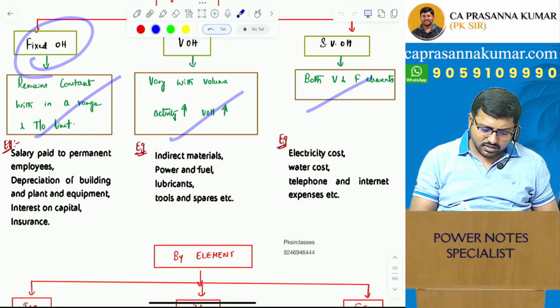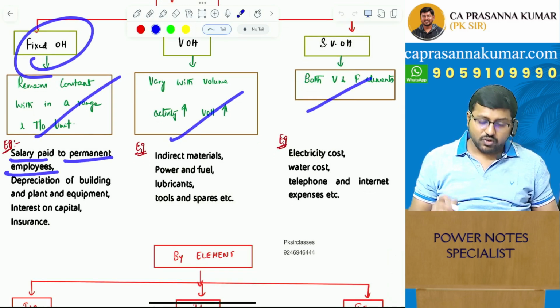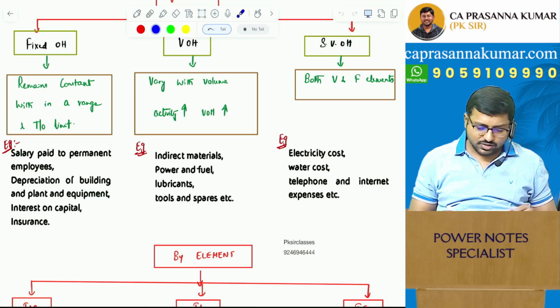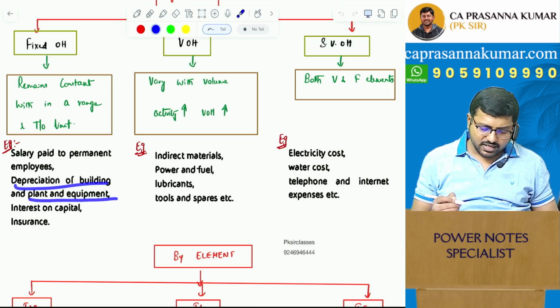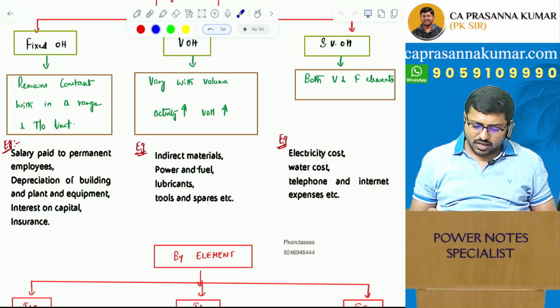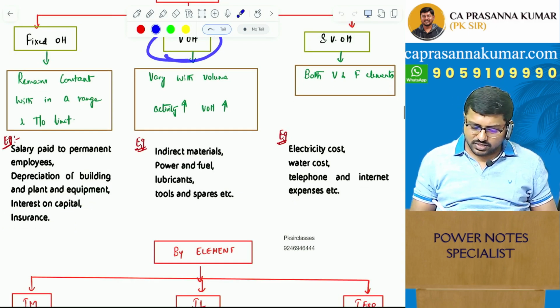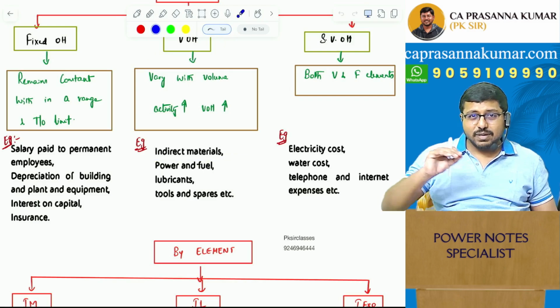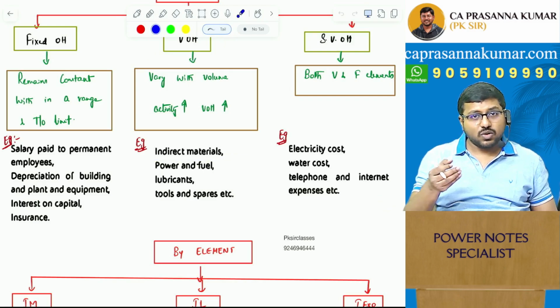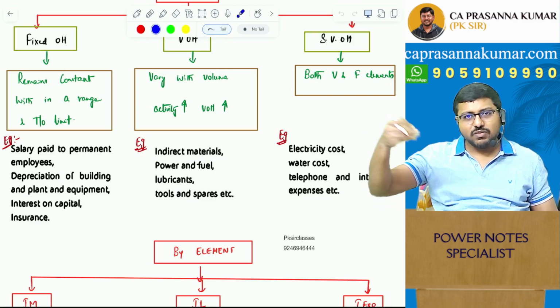Fixed overheads. What are the examples, Nana? Salary paid to permanent employees. Obviously fixed. Depreciation of building and plant and equipment. Fixed. Interest on capital insurance is fixed. Now what about variable expenses? Variable overheads. Indirect materials, variable overheads, sandpaper, paint, nuts and bolts. All these are variable in nature. Na? Along with the output, they will vary as well.